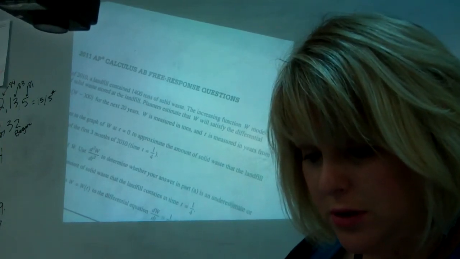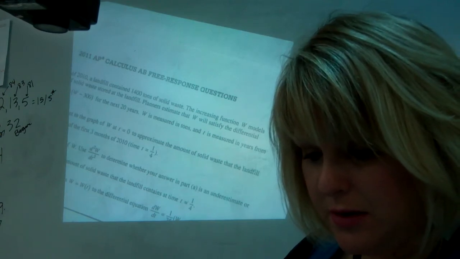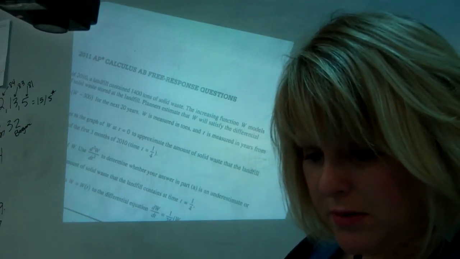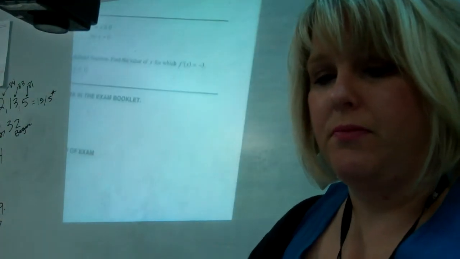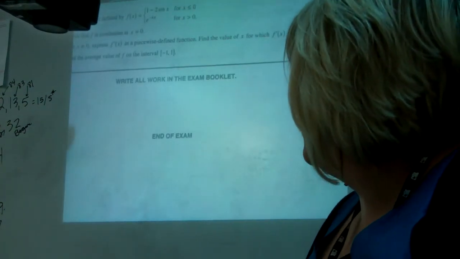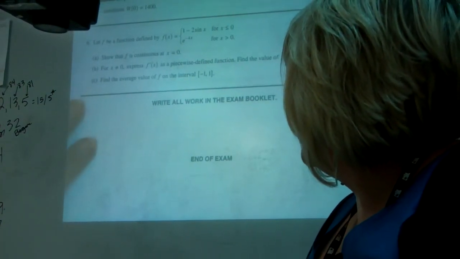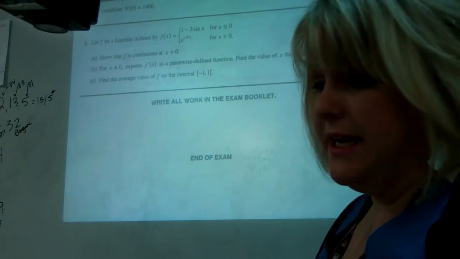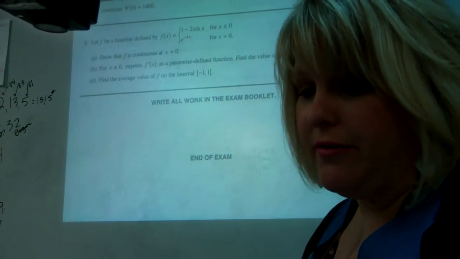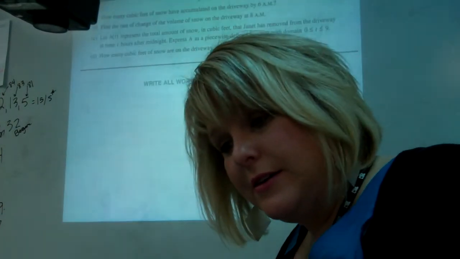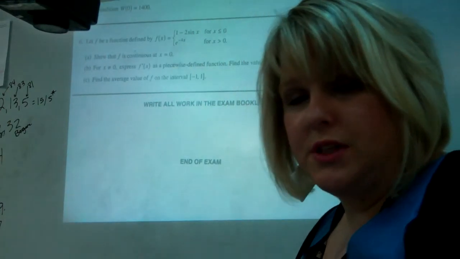So, okay, let's see. Let's look at 2011, number 6. Kind of a similar idea here, in that you're just doing a little bit of function analysis here. So look at that one.